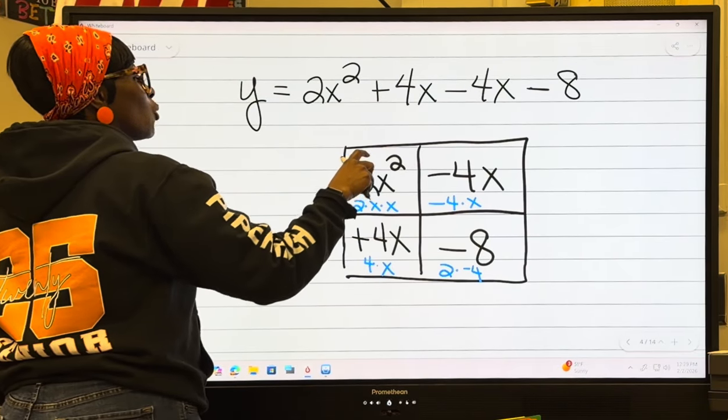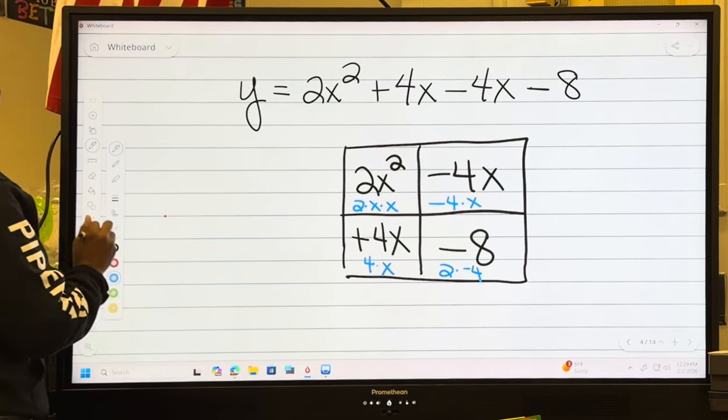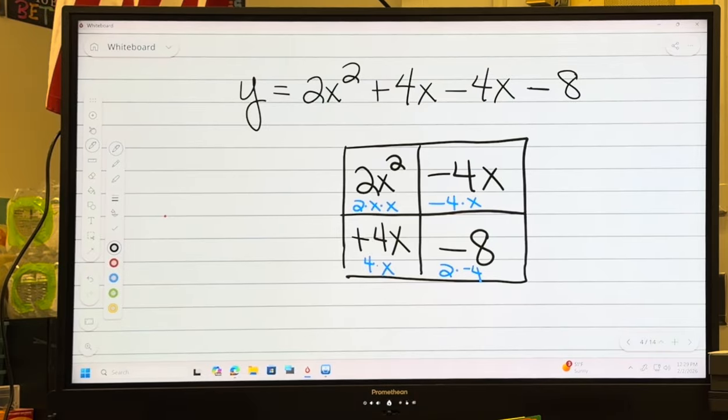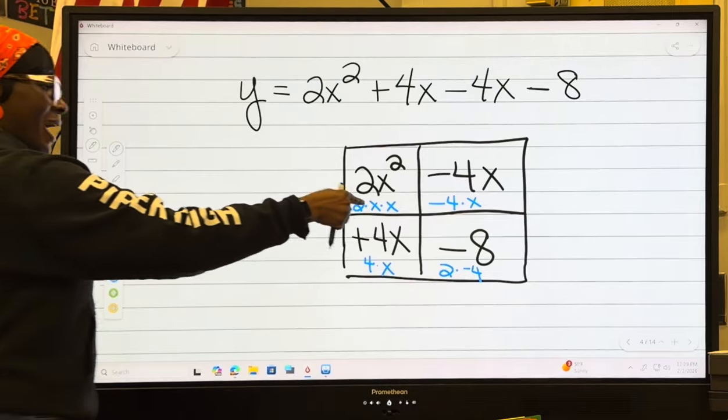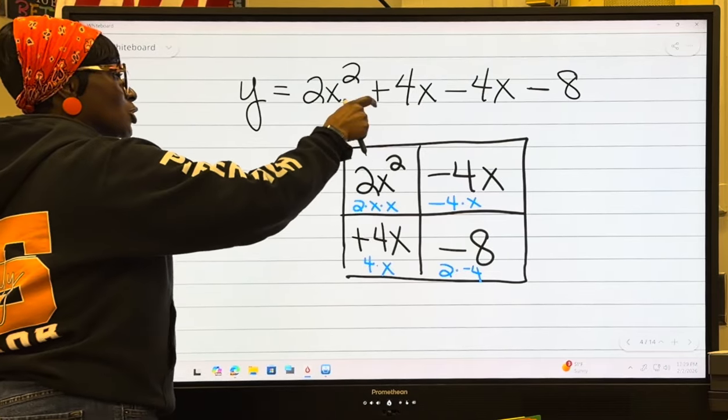What is the only way to get 2x squared? What do you have to multiply? You got 2x, 2 times x times x. So tell me, what do I write here?